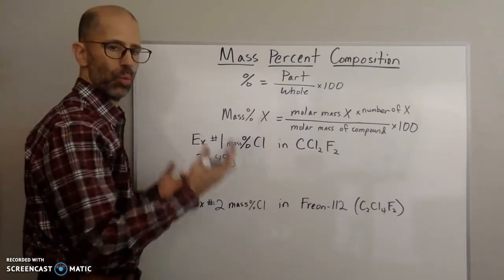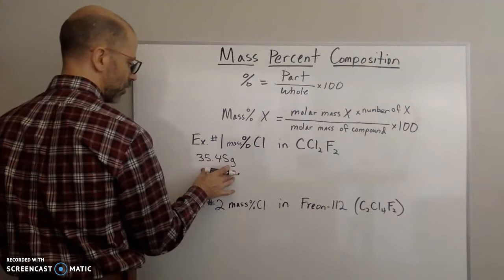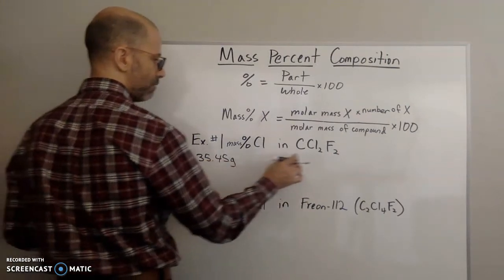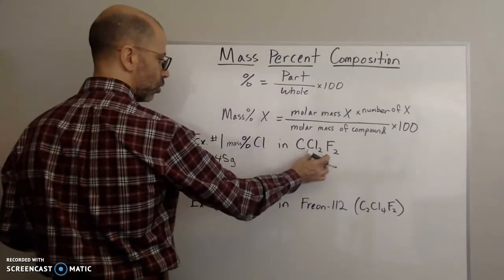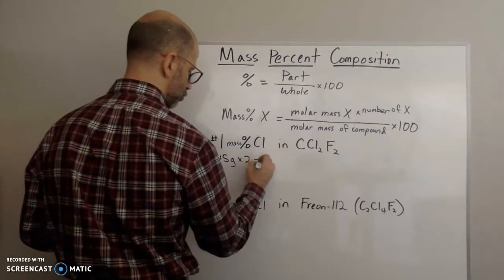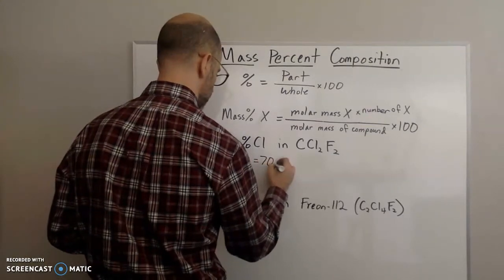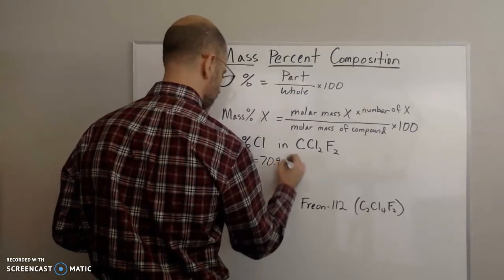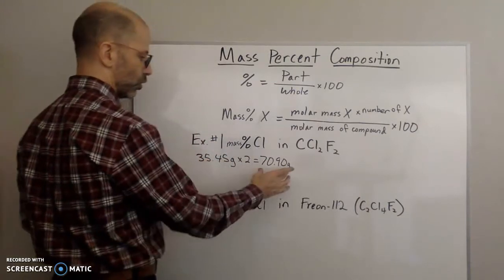So I'm assuming 1 mole of everything. So that's going to be 35.45 for each mole of my chlorine. But how many chlorines do I have? I have 2. So I've got to multiply that by 2, and then that's going to give me 70.90 grams for the chlorine.